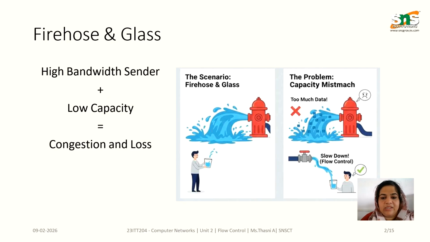For example, if you see in this slide, we have something called a fire hose and a glass. The fire hose is a high bandwidth center with low capacity. So the problem that actually happens is the capacity mismatch. When we have too much data being sent to the receiver, we have to slow down to get all the data. So there we are using the flow control.